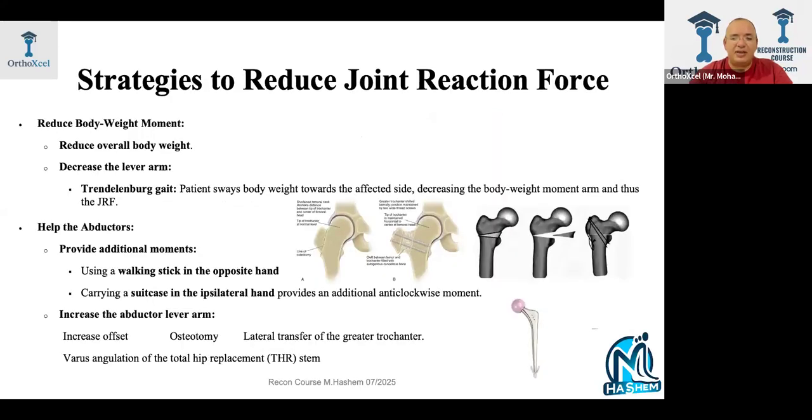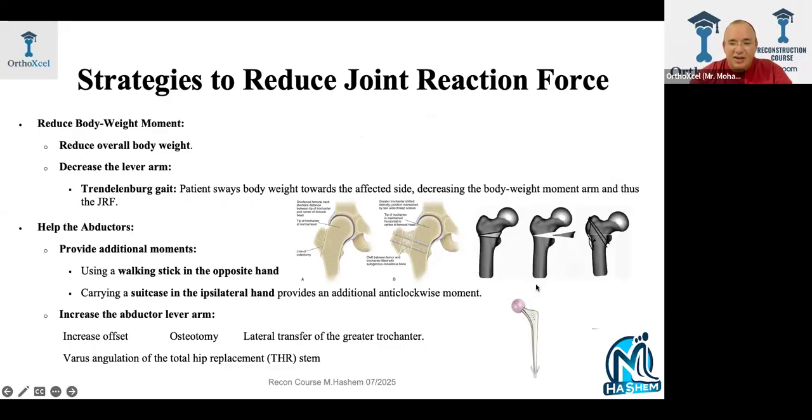Surgically, what can we do? Firstly, we can easily increase the offset. If we're doing a total hip, we can use a varus stem, which is, as I told you, the standard stem, unless you ask for a valgus. If you ask for a standard stem, all the standard stems are in varus.